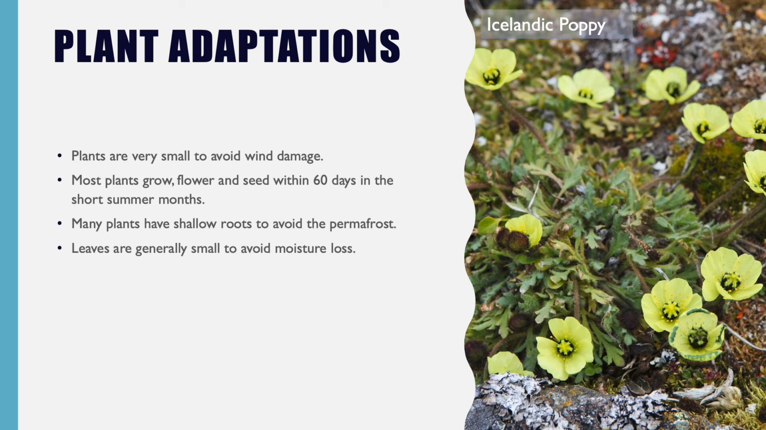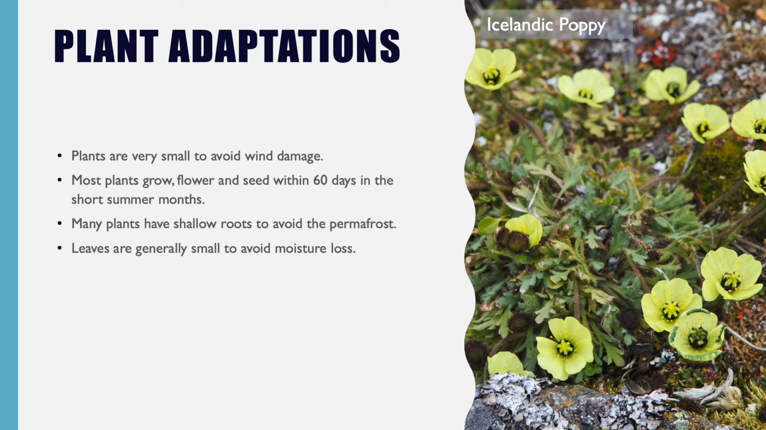Most plants grow quite quickly, so they grow, flower and set seeds within 60 days. Remember, we've only got a very short summer season. Between the end of April and September is the only time plants have really got to grow. It's only a few months, so they grow really quickly.